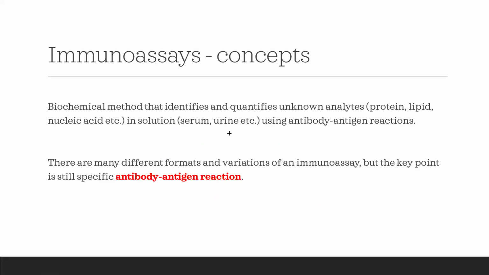So let's go to the second part, which is the immunoassays. So what is the immunoassay? So immunoassay is a biochemical method that can identify and also quantify the unknown analytes. So the analytes of interest can be either protein or lipid or nucleic acid, etc. In the body fluid like serum or urine, or even in the solution you prepared.